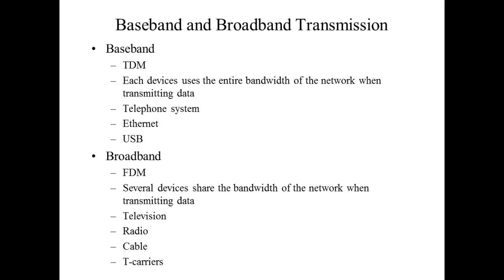Baseband, broadband, you understand that now? So baseband, this is time domain multiplexing. Each device uses the entire bandwidth of the network. Your telephone system is baseband, Ethernet is baseband, USB is baseband. Broadband, also called frequency domain multiplexing. Several devices share the bandwidth of the network to transmit data. Television, radio, cable, T-carrier, cell phones, these are all what? These are all broadband. Are we okay? Make sense?